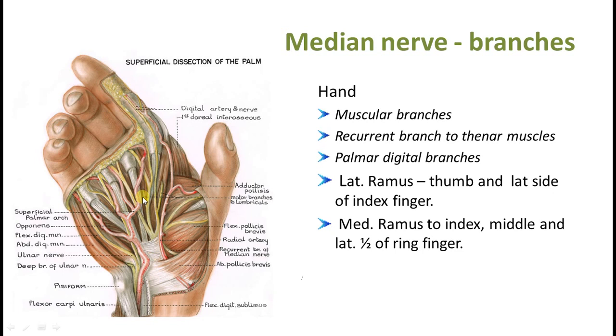So in the hand, the median nerve supplies your thenar muscles, the first and second lumbricals, and the digits, that is the lateral 3.5 digits. Now sometimes, in the hand there might also be a communication between this medial ramus of the median nerve and the ulnar nerve.